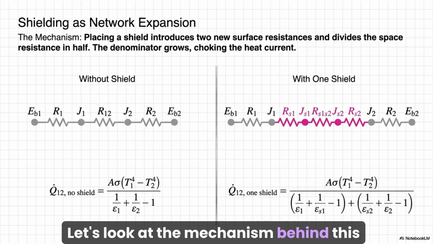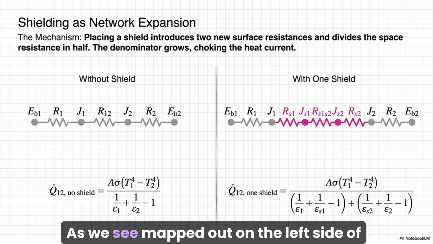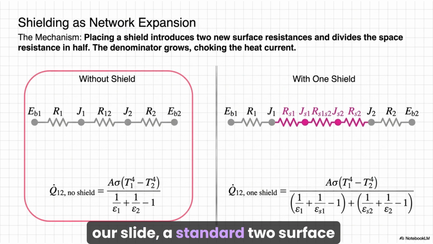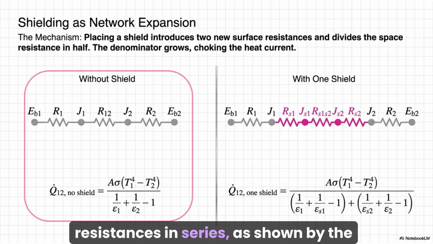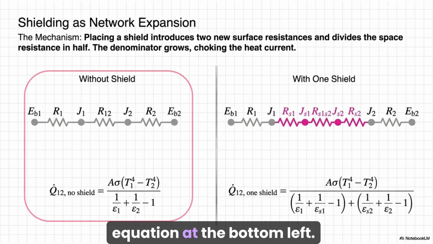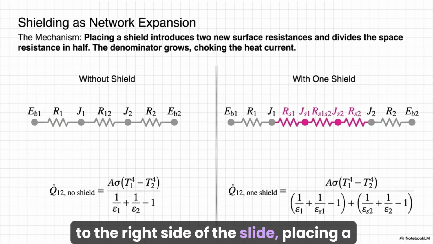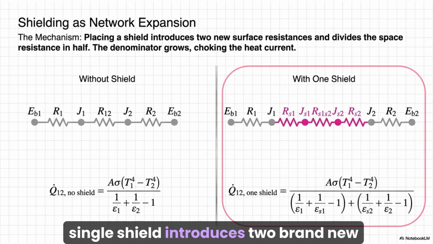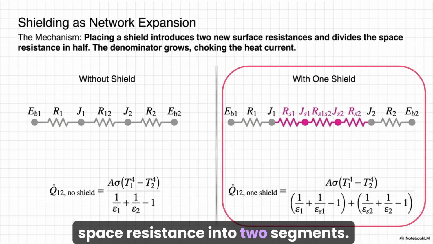Let's look at the mechanism behind this reduction using our network expansion analogy. As we see mapped out on the left side of our slide, a standard two-surface system without a shield has only 3 resistances in series, as shown by the network diagram and the corresponding net heat transfer equation at the bottom left. Conversely, if we shift our perspective to the right side of the slide, placing a single shield introduces 2 brand new surface resistances and splits the space resistance into 2 segments.